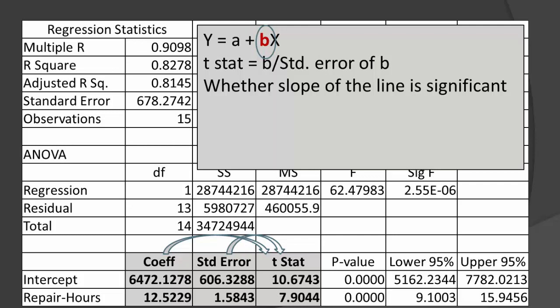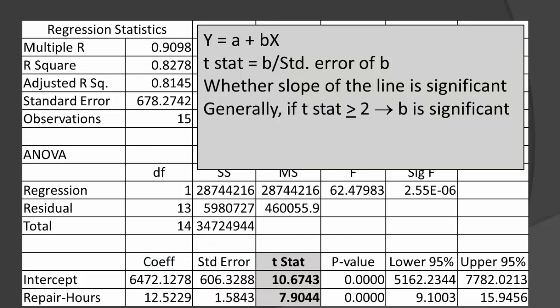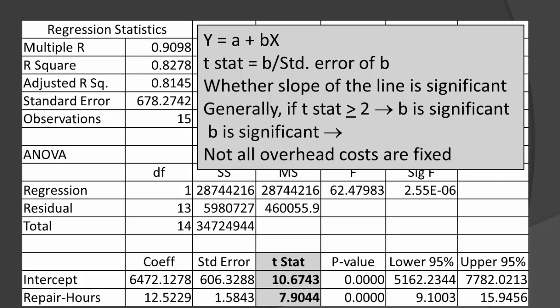And it's computed by taking the coefficient b and dividing by the standard error of b. The general rule is that if the t-stat is greater than 2, then b, the slope of the line, is significant. In this case, both of the t-stats are significantly higher than 2. That means the slope makes a difference. Not all overhead costs are fixed.